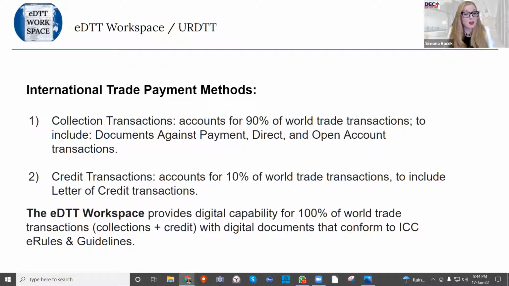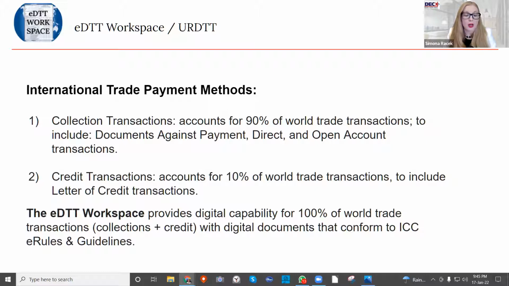The trade transaction payment method is either collection or credit. The collection payment is paid by the seller directly to the buyer. The credit payment is paid by a third party, usually a commercial bank, with funds held in escrow for the seller. As we'll discuss later, the recent ICC rules, the Uniform Rules for Digital Trade Transactions, allow a non-bank financial institution to take the place of the confirming bank.